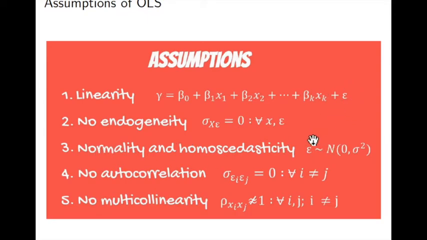Normality and homoskedasticity also are assumptions about this unobservable population quantity called epsilon, or error. No autocorrelation, again, says something about how these epsilons are related to one another. No multicollinearity, actually, that one we can test for. So that one's straightforward. The rest of these are statements about population quantities.